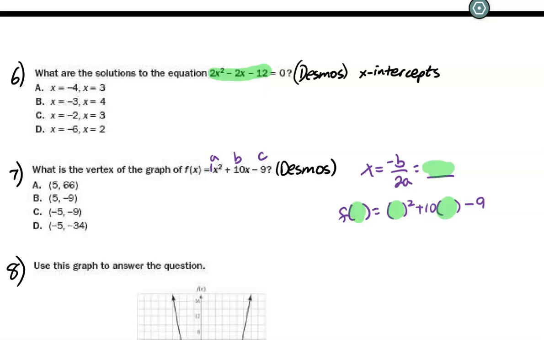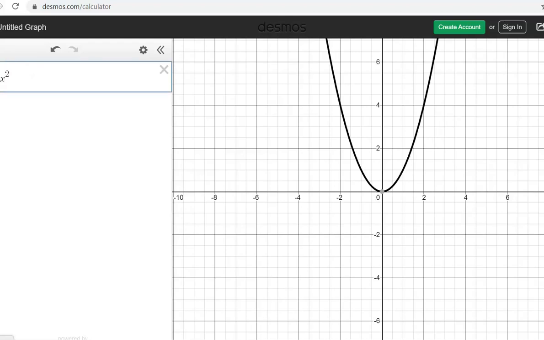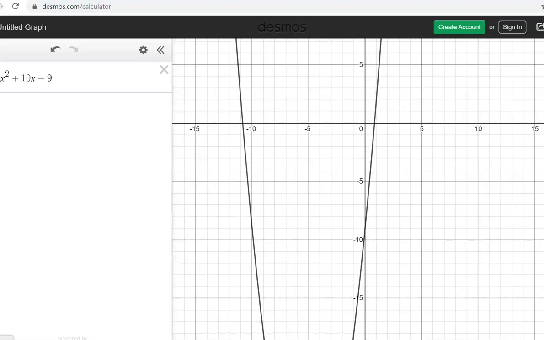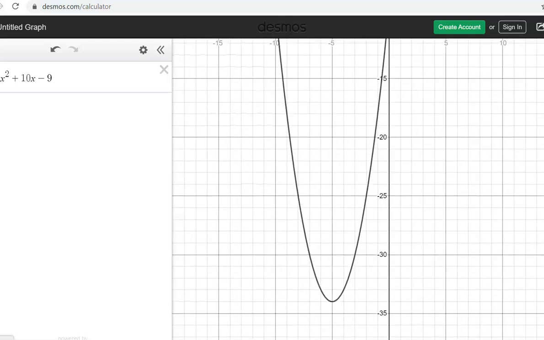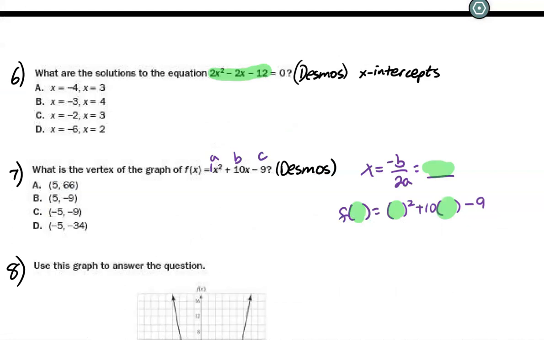Let's do Desmos. As I'm doing this, remember, you get to use Desmos on your final exam, so please make sure you practice this so you are used to it. Plus 10x minus 9. Now remember, our vertex is where it changes direction, where my parabola changes direction from left to right. It's decreasing, decreasing and then increasing. On Desmos, on your phone or device, you touch the graph, it gives you a point at the vertex, and that's going to be your answer. All right. Number 8.